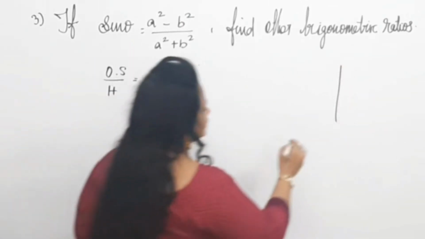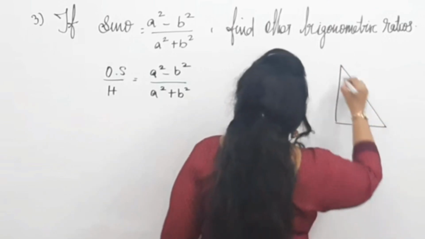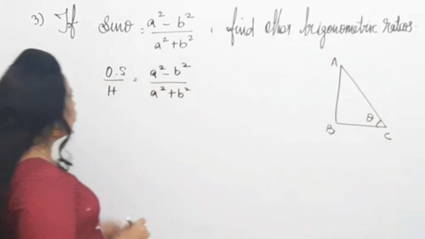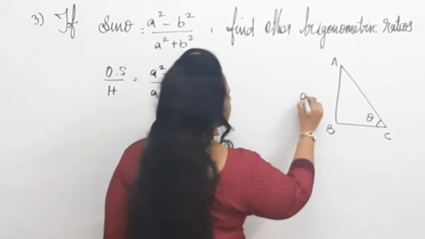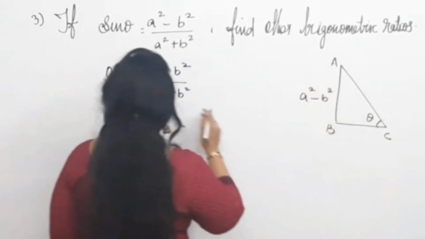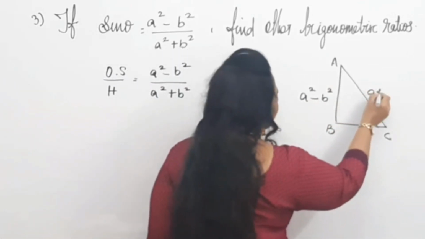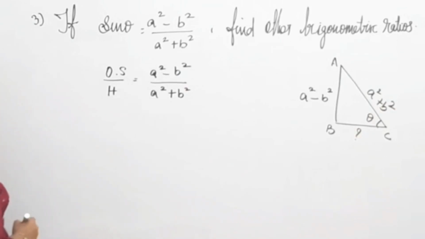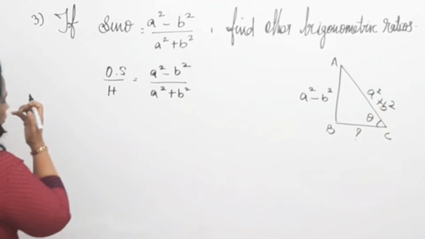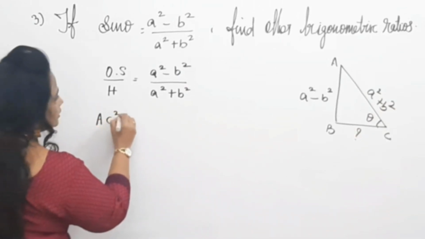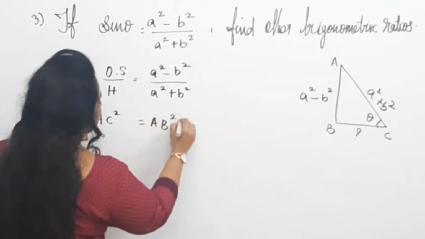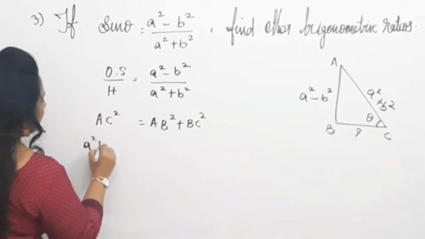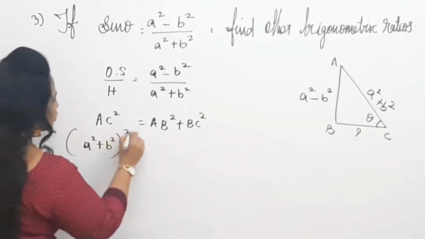You are given just the theta, so you can place theta anywhere. Before that, please name the triangle, and this is my theta. So the opposite side of theta is a square minus b square, and the hypotenuse is a square plus b square. I have to find my BC, the length. So I would use my Pythagorean property: AC square is equal to AB square plus BC square. So AC square is a square plus b square, the whole square.